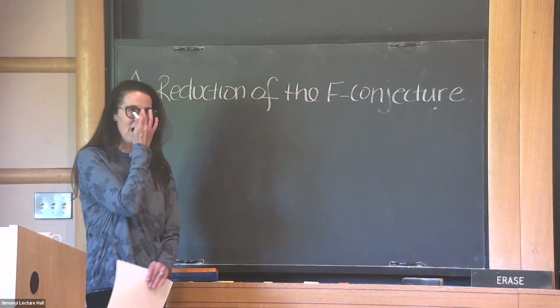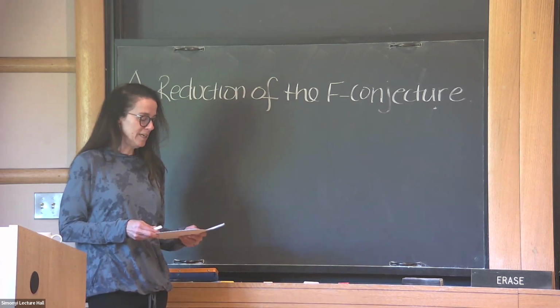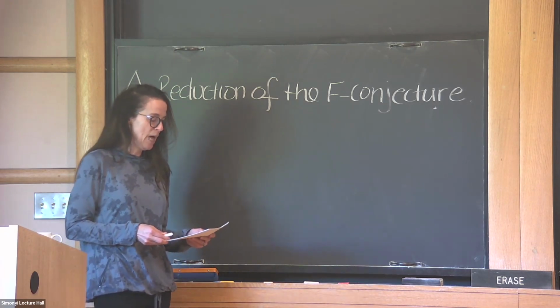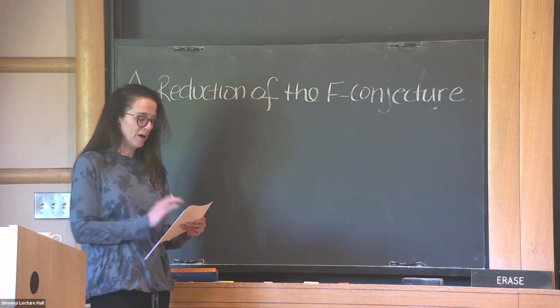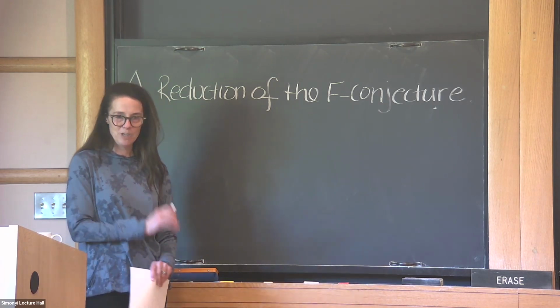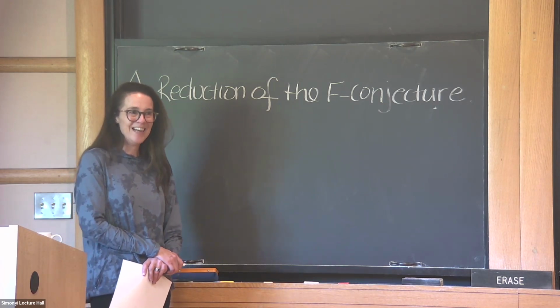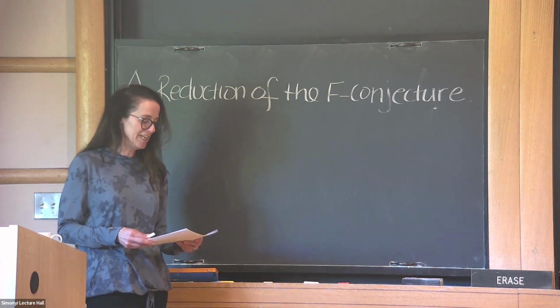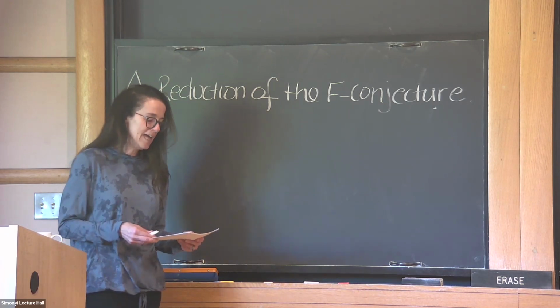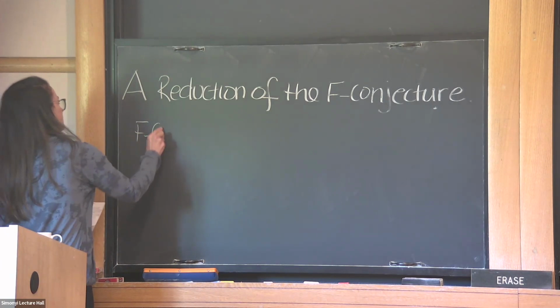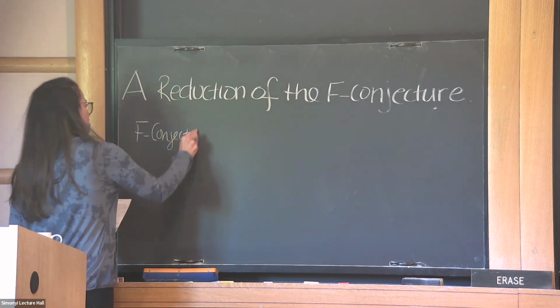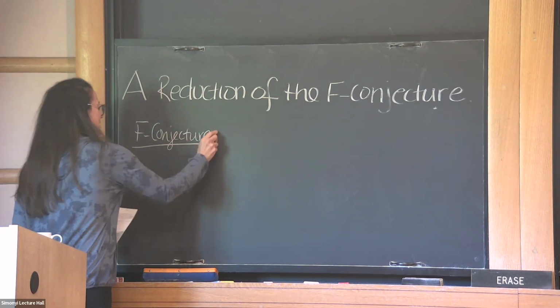I looked up to see how old it was. It was initially mentioned by Sean Keel and James McKernan in a paper in 1996, just about M_g. They mentioned it as a question, so it goes way back. It was only stated as a conjecture in 2003. So this is the F-conjecture, and there are a number of different ways to state it.